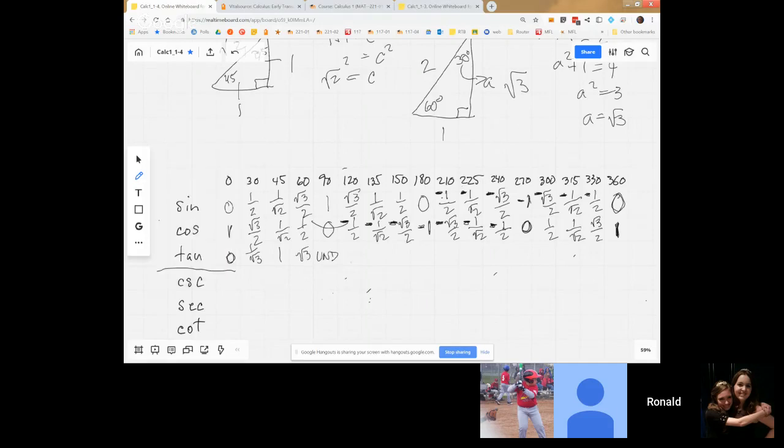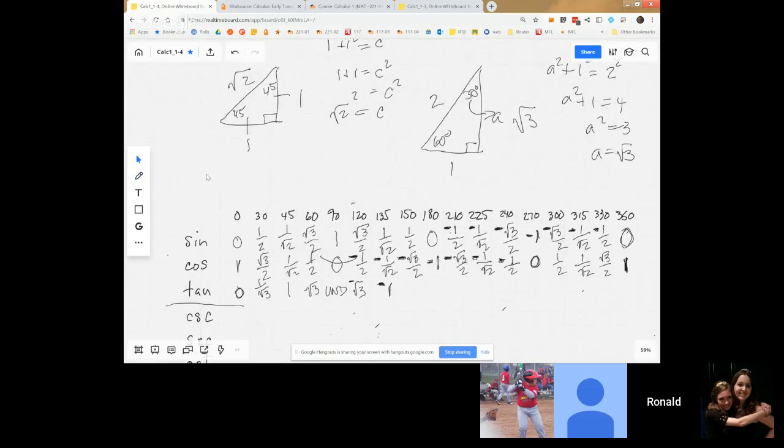Okay, now 120. That's a 60-degree angle to the nearest x-axis. So again, it's the square root of 3 over 1. 135 is a 45-degree angle. But because we're in the second quadrant, the tangent is negative. Tangent of 45 degrees is 1. 150 is 30 degrees from the nearest x-axis, and the tangent of 30 is 1 over the square root of 3.